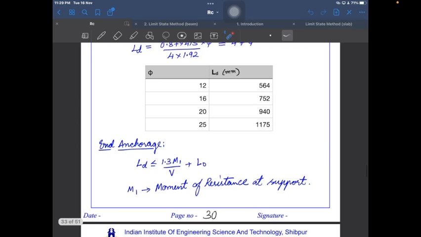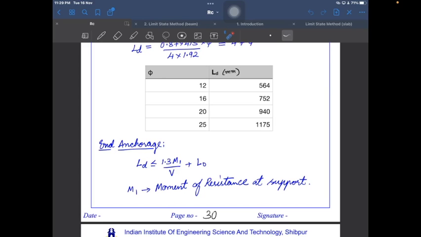So these LD values will be useful for detailing. I don't want to go into detailing now. Basically, for detailing we have to extend LD by 3 inside the support from the face of the support for those tension reinforcements. All those small rules are there, which you get from SP34.